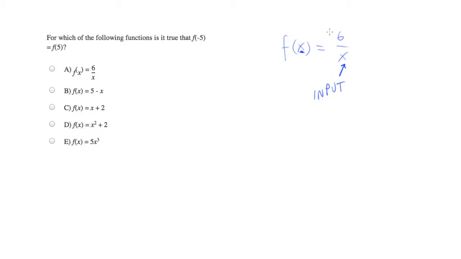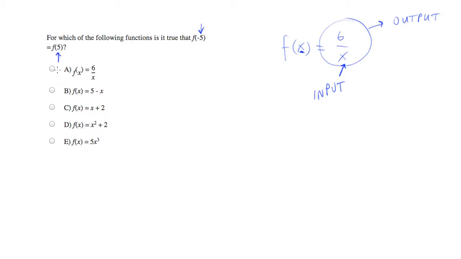And the output will be whatever that equation results in. So the output here is 6 over x. Now we've been given two inputs actually. They're asking us for which of the following functions is it true that the function with an input of -5 is equal to the function with an input of 5.